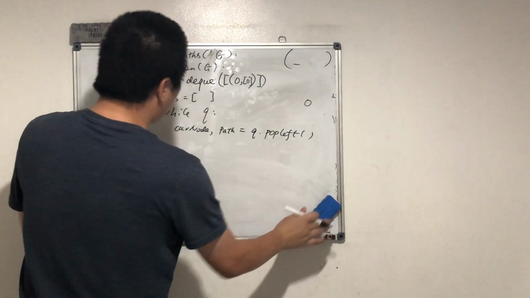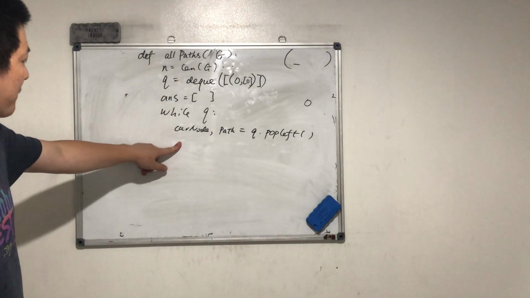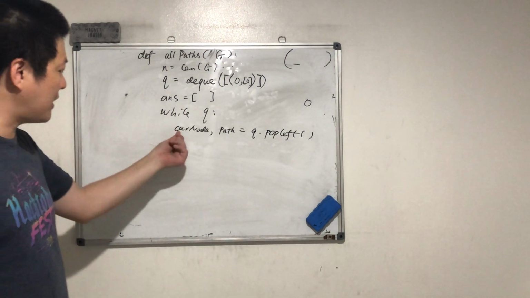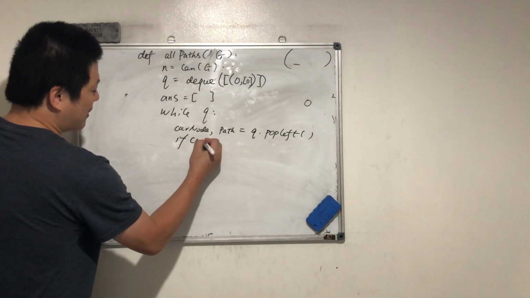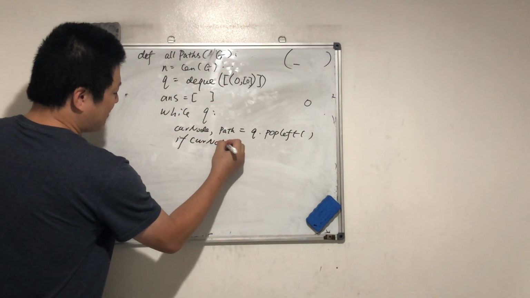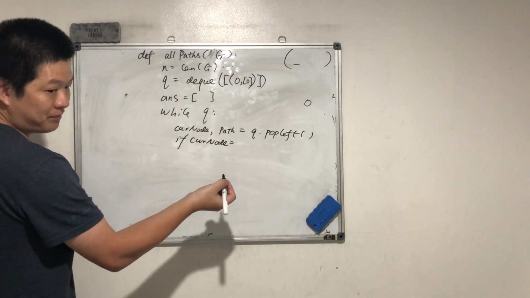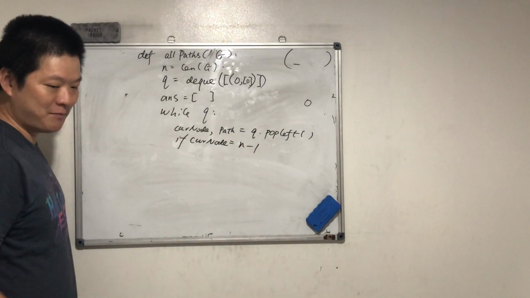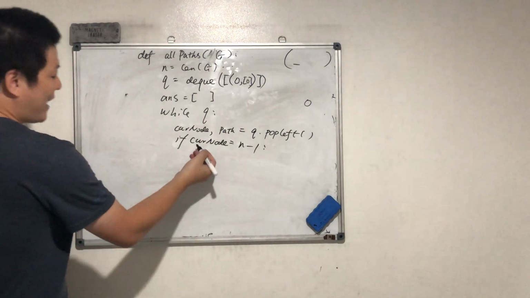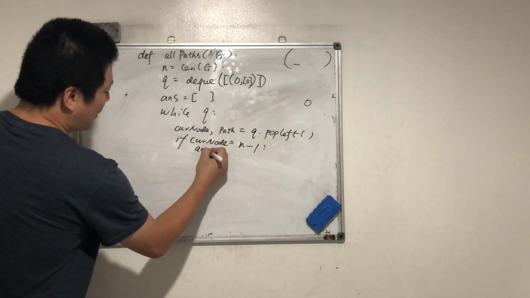Okay, coming back to the subject. We got the current node. We got a path, and then we need to check if current node equals what. If current node equals the target, which is n minus 1, okay? From 0 to n minus 1. Then we answer dot append what?